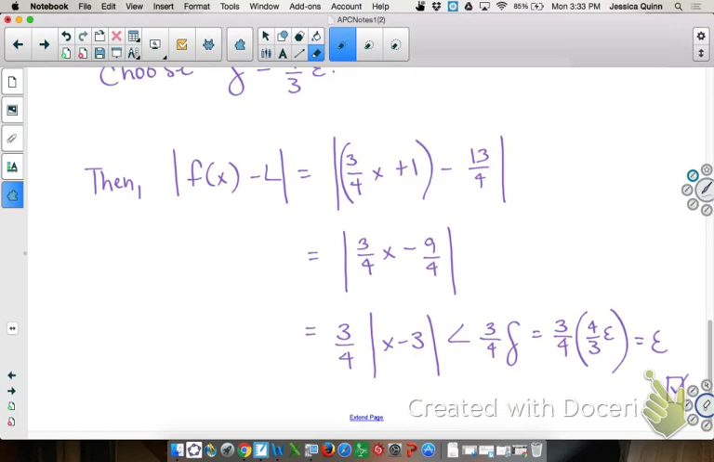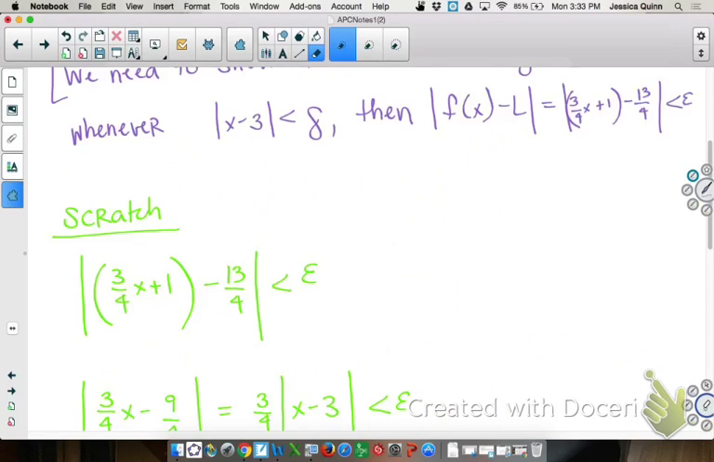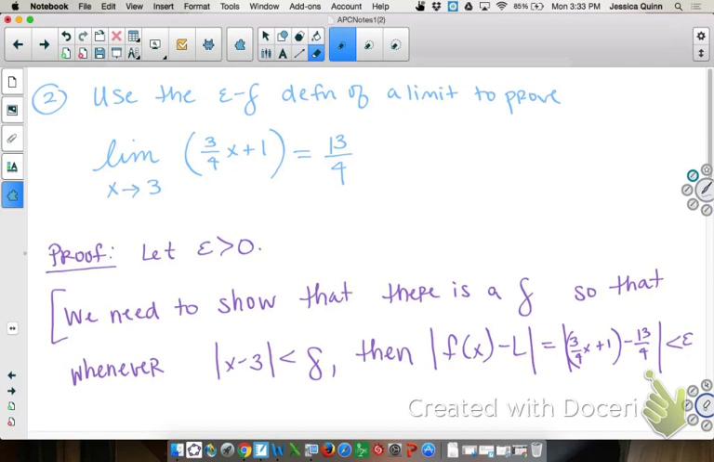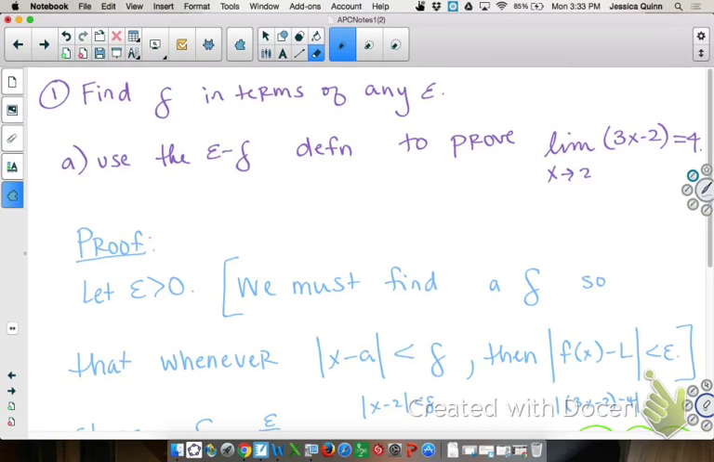So try to follow through these two, and then if it's a problem, then we'll talk about it in class on Wednesday. So again, what we're trying to do is find a delta that will be in terms of epsilon. So if we're given any epsilon, our delta would be somehow related to that epsilon. So we're going to use the epsilon-delta definition to prove, in this case, that the limit as x approaches 2 of 3x minus 2 is equal to 4.